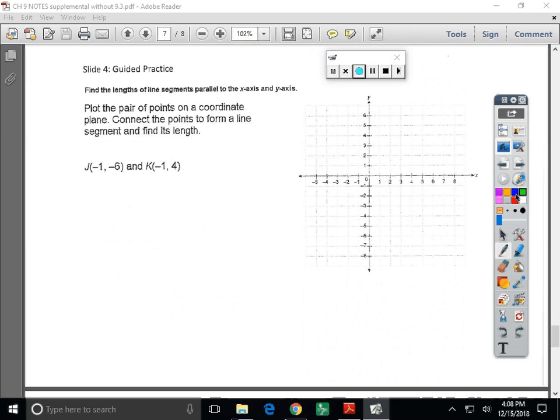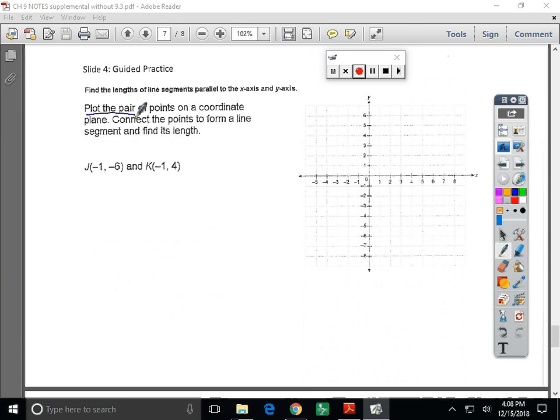At the bottom of this page, we have another example on slide 4. It says guided practice. Find the lengths of line segments parallel to the x-axis and y-axis. That means that they won't actually be sitting on the axis. They'll actually be parallel or heading in the same direction. Plot the pair of points on a coordinate plane, connect the points to form a line segment, and find its length. So we're doing a lot.